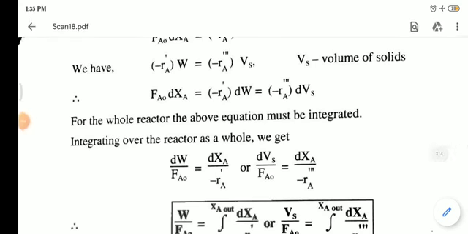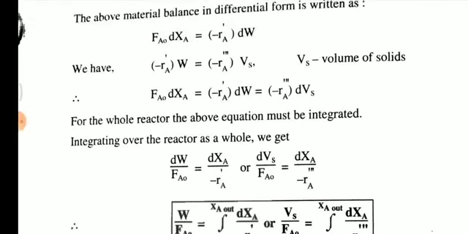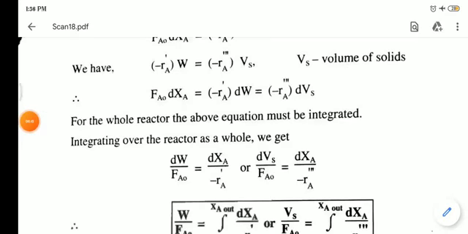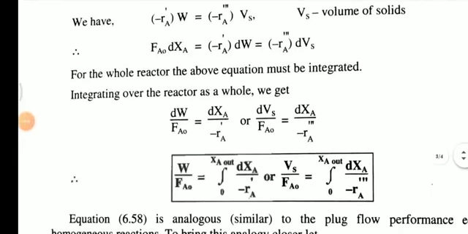So for the whole reactor, the above equation must be integrated. This one is only for a slice of the reactor, and we have to calculate for the entire reactor. So we must integrate this equation for the entire reactor.